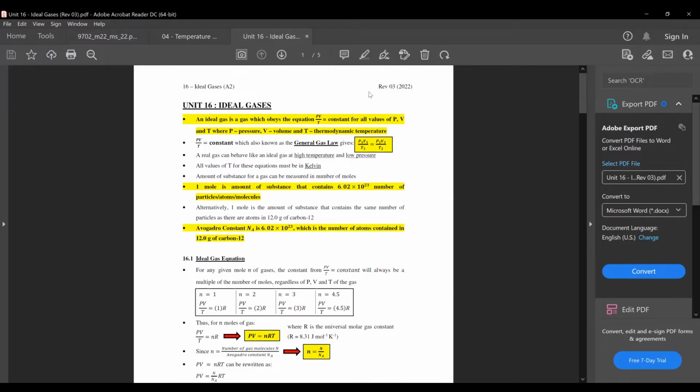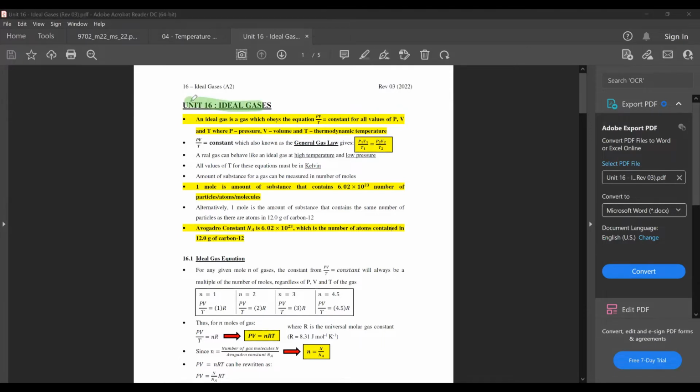Okay, now let's start with a new chapter, ideal gases. Now, in the first place, what is an ideal gas? Your past years will generally tend to ask you to define what is meant by ideal gas, whose mark will usually be 2 marks or 3 marks.